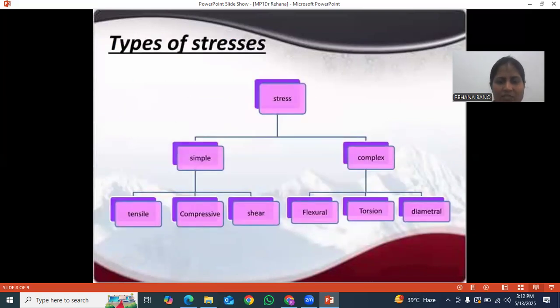What are the types of stresses? There are different types of stresses, simple and complex. Under the simple, we'll talk about the tensile, compression, and shear stress, which are more common in dentistry. So, after the simple stress, other stresses also, that is complex: flexural, torsion, and diametral stress.